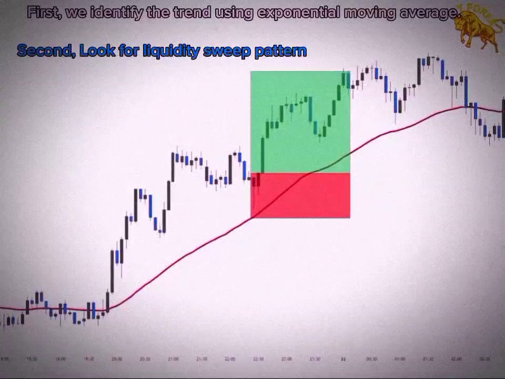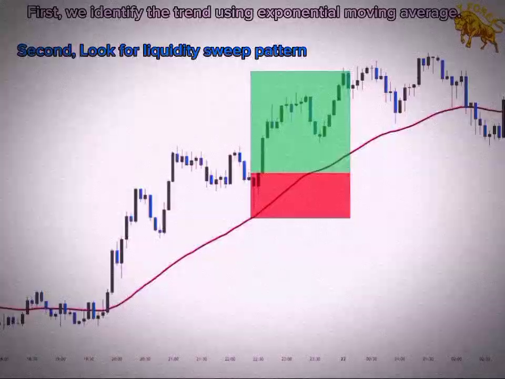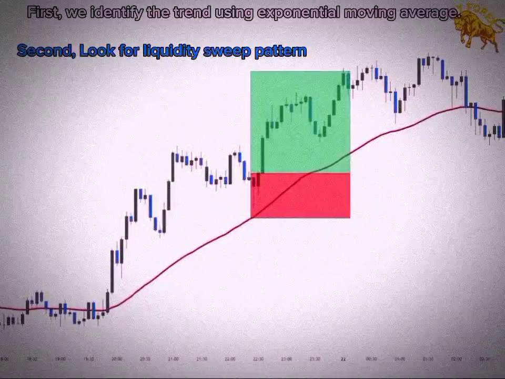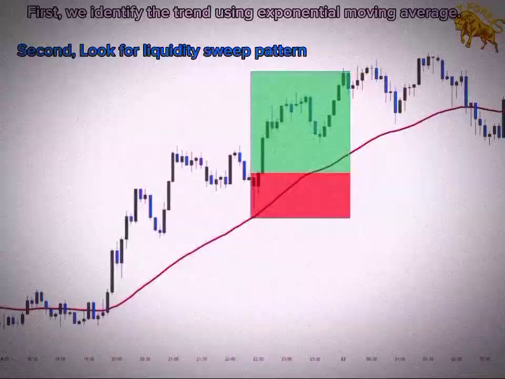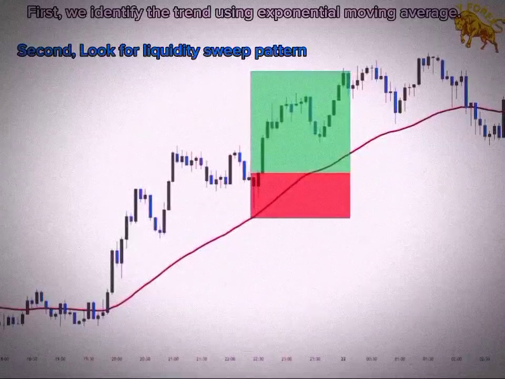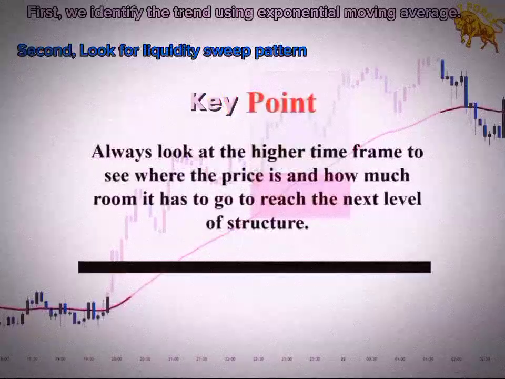Our stop will be below the long wick candlestick and we will target the next level of structure. You could also make your trade break even by closing half of your position when the price reaches your 1 to 2 target. Here is a key point.